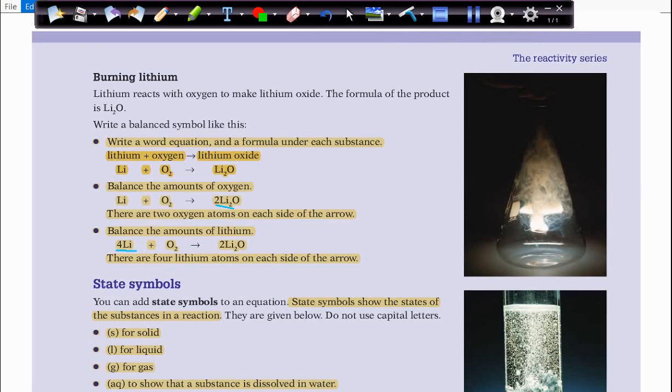So in this case, I have 4 Li plus O2, 2 atoms of oxygen. In this case, it will give us 2 Li2O, which is 4 lithium and 2 oxygen. Okay, 4 lithium because 2 multiplied by 2 is 4, and 2 multiplied by 1 is 2 O, 2 atoms of O. There are 4 lithium atoms on each side of the arrow.